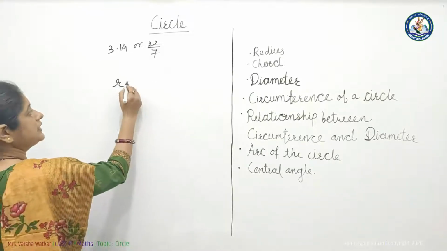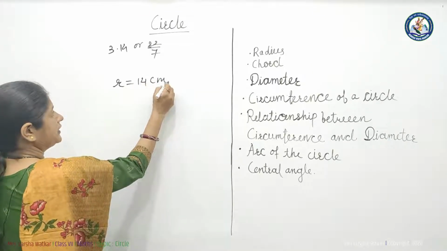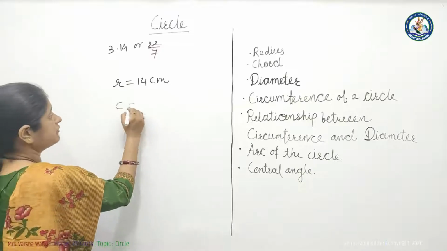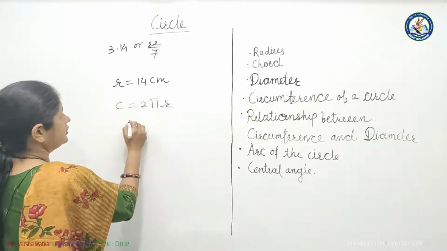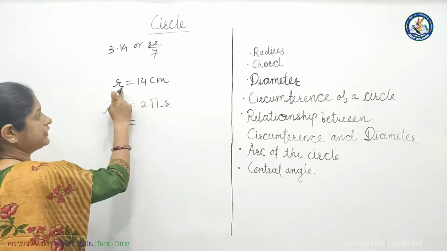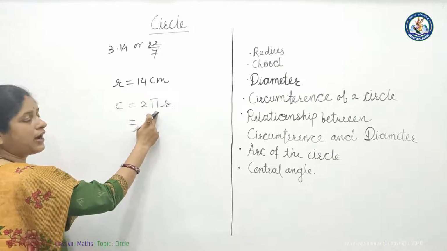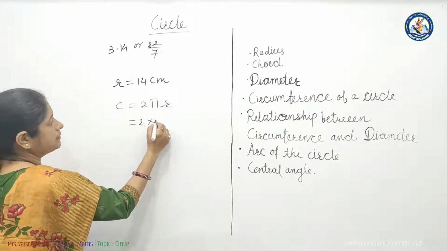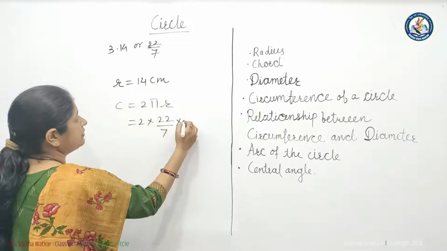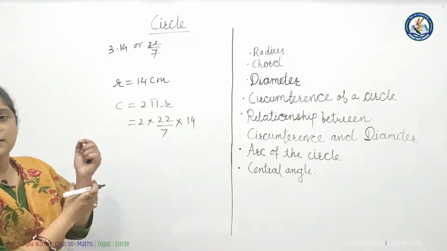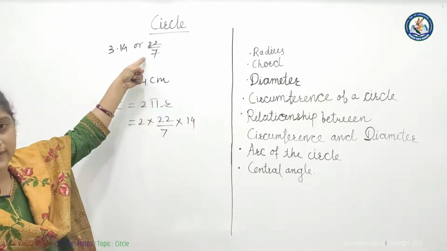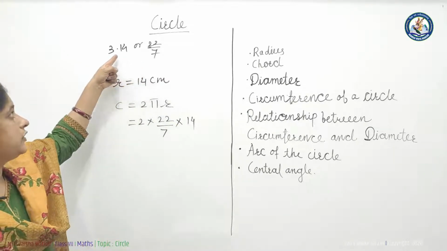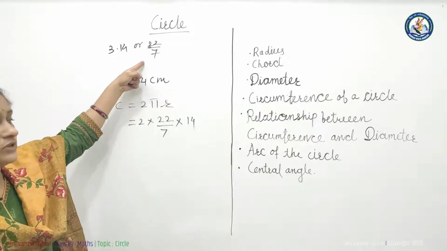Suppose the radius of circle is 14 centimeter. Okay, and now we have to find the circumference of the circle. Which formula will we use? C is equal to 2 pi r, where r is 14 centimeter, and pi we take as 22 upon 7: 2 multiplied by 22 upon 7 multiplied by 14. Listen students, sometimes the value of pi is not mentioned. In that case, you have to learn the value of pi constant, 3.14 or 22 upon 7.